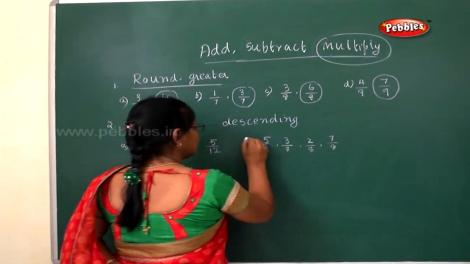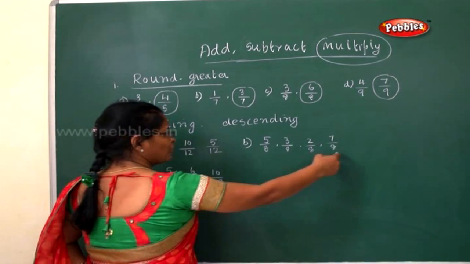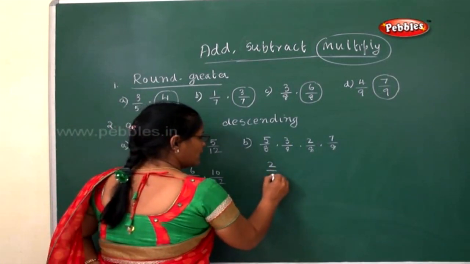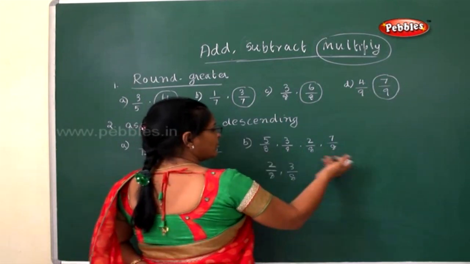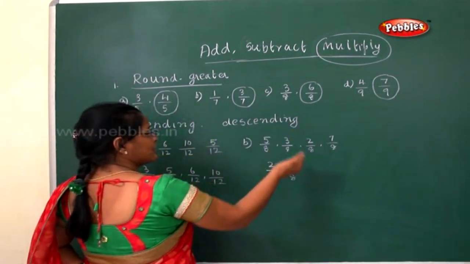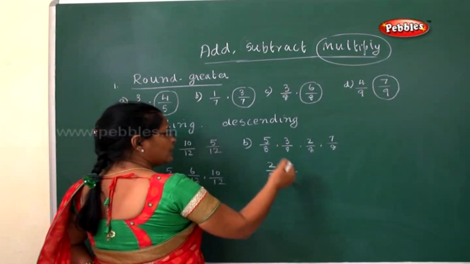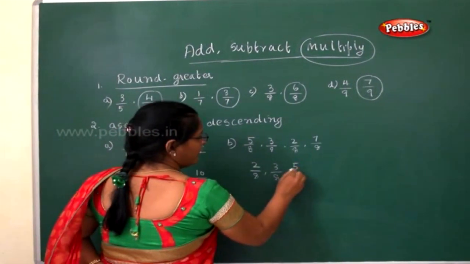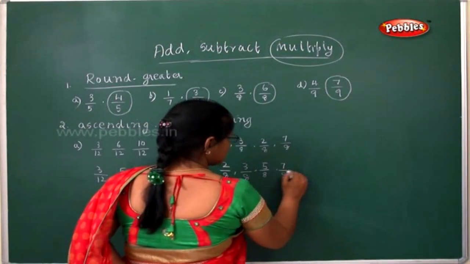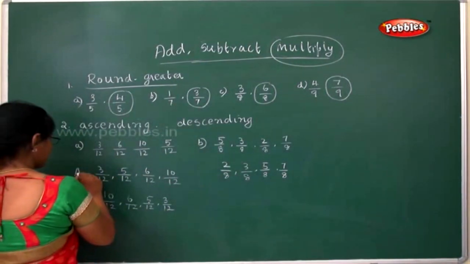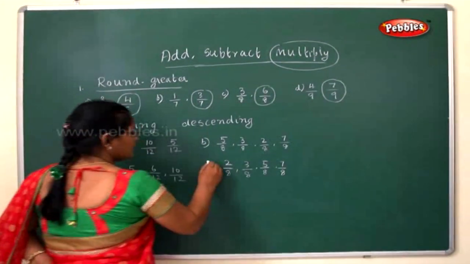Now how will you do this in ascending order? From small to big. Now 2 by 8, because the denominators are the same here, there is no difference. So now you can write the numerators alone: 2 by 8, 3 by 8, next is 5 by 8, last one is 7 by 8. This is ascending order. I will repeat, this is ascending and this is descending.